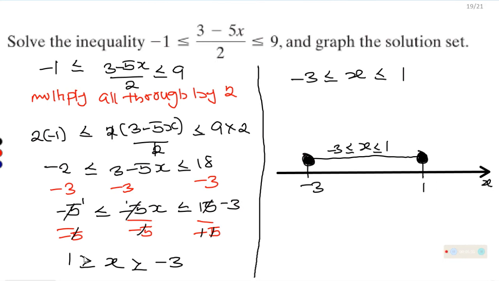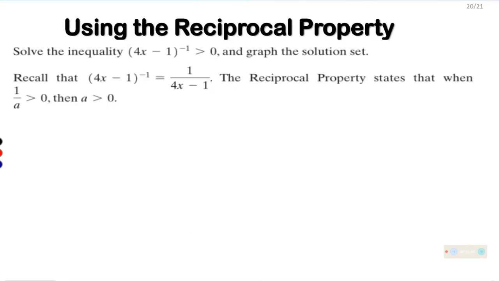So we can solve it together. Remember, in the first example, we separated the inequality, we broke the inequality into 2. In this example, we solve them together. So you can use either of the methods. So the next example is solving reciprocal inequality.